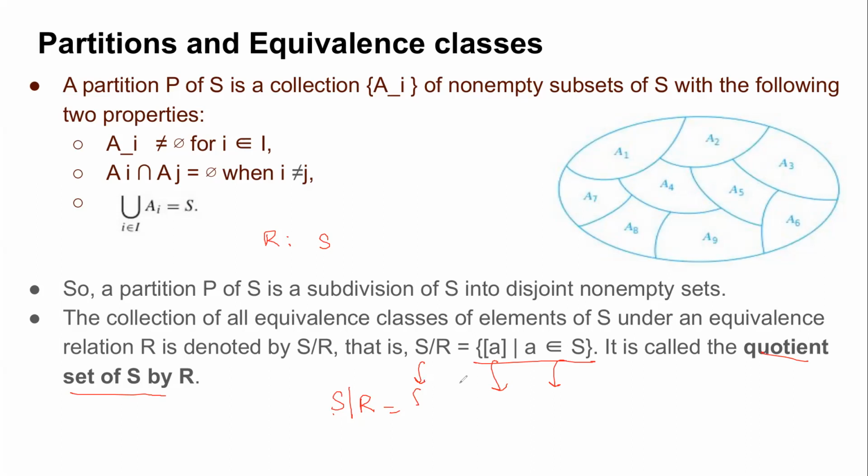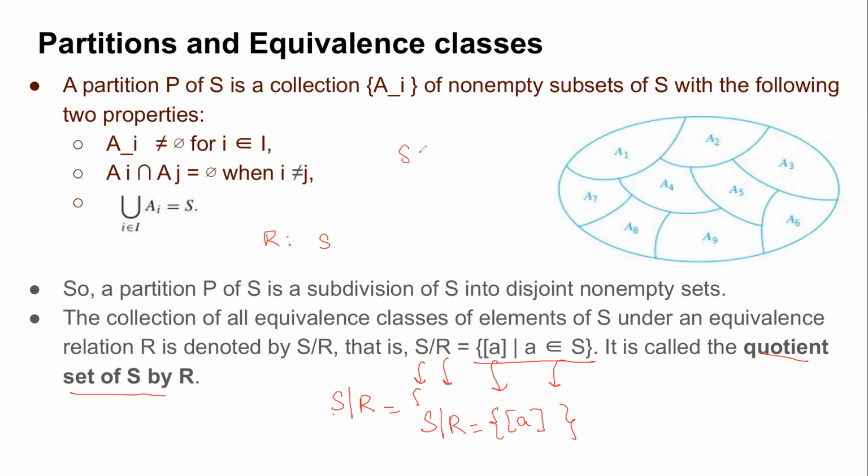Okay, so how do you define this quotient set? First of all, you define an equivalence relation on a set S. Suppose that equivalence relation is R. Now I define the quotient set S/R as the set of all the equivalence classes of that set.